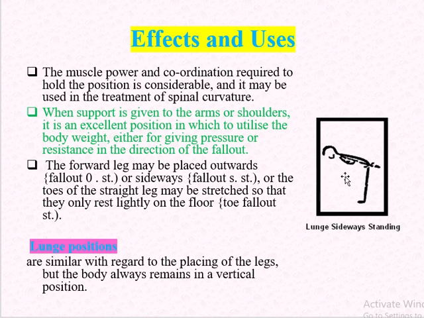The forward leg may be placed outward or sideways. If the forward leg is placed outward, then we call it fall out outward standing, or sideways means fall out sideways standing, or the toes of the straight leg may be stretched so that they only rest on the floor, toe fall out standing. Lunge positions are similar with regard to placing of legs, but the body is always in a vertical position.